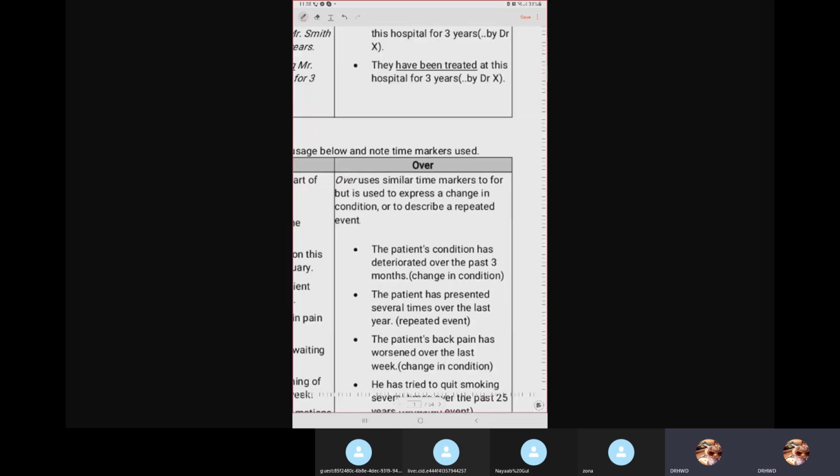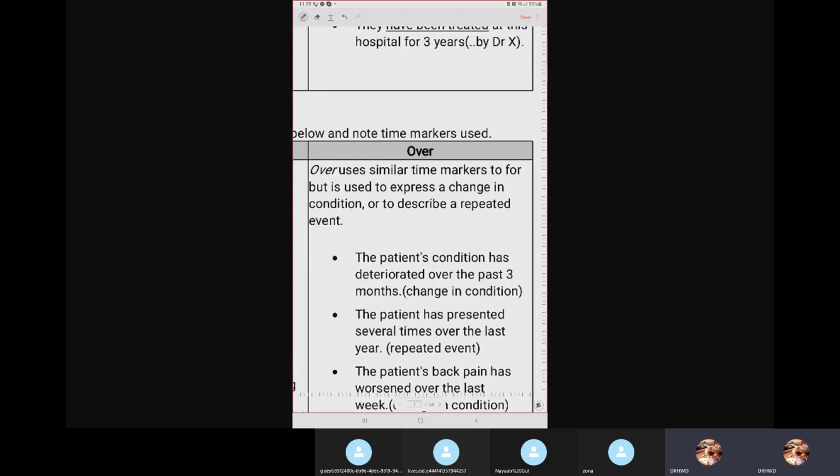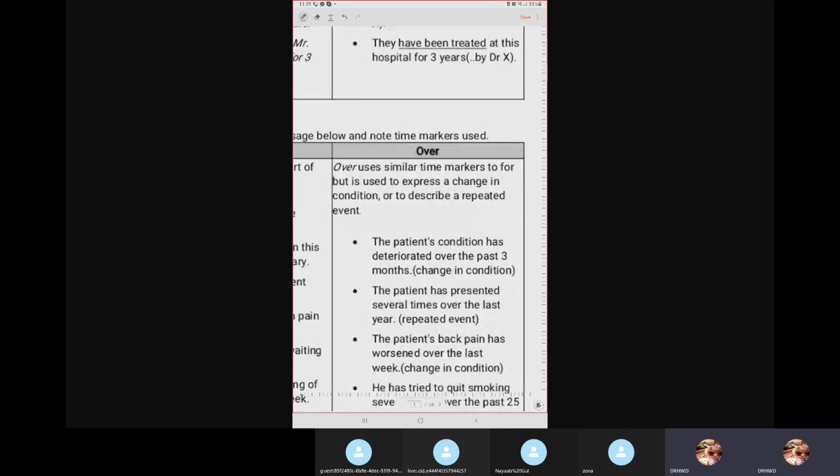Over is used when you say that a change happened over this specified period of time, or a repeated condition or event has happened, right? So I say that Mr. Smith's condition has deteriorated over the 3 days. That means that over some time his condition changed, right? So you describe a repeat or a change in a condition. That's when you use a time marker like over. Are you guys following? Because I'll be making you do exercises.